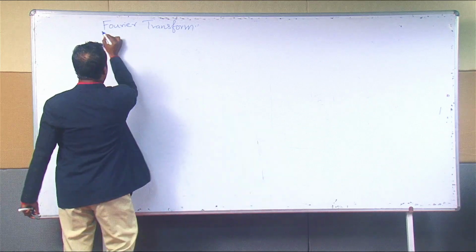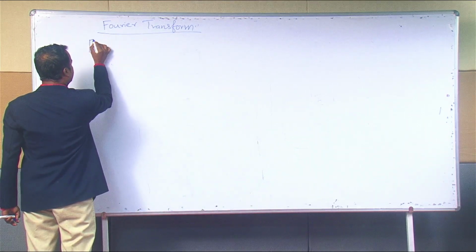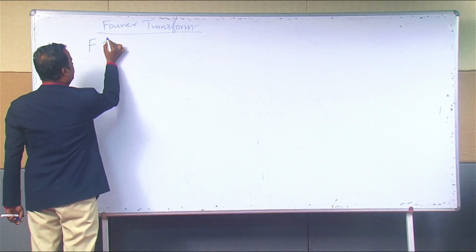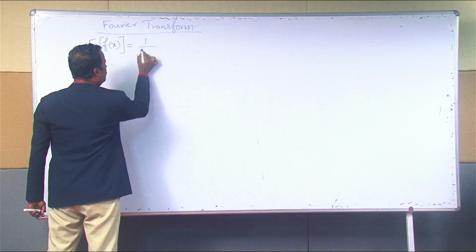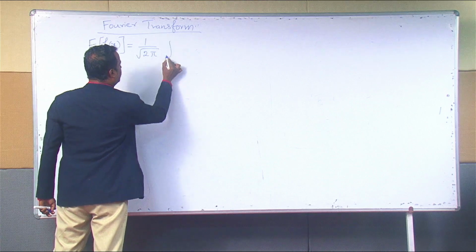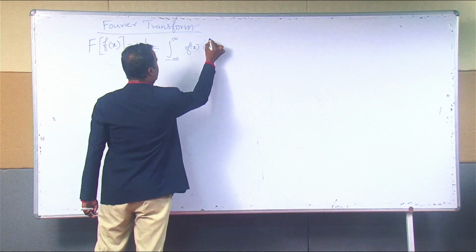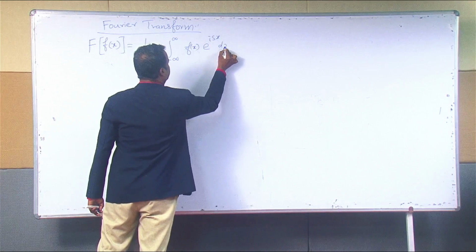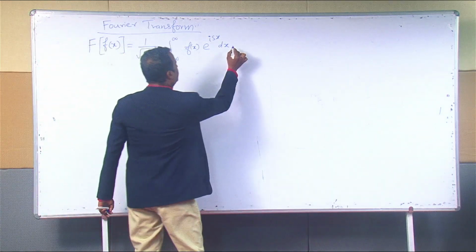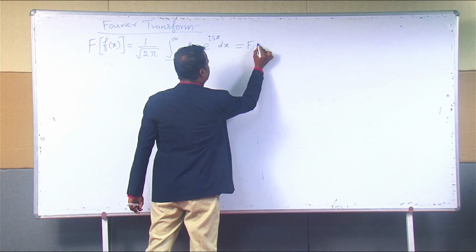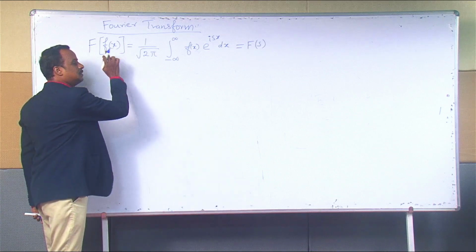For example, the Fourier transform of a function f of x is defined as capital F of f of x, which is nothing but 1 by root of 2 pi integral minus infinity to plus infinity f of x into e power isx dx. This integration with respect to x gives the result in terms of s, that is our resultant function. That is the Fourier transform of the function f of x.